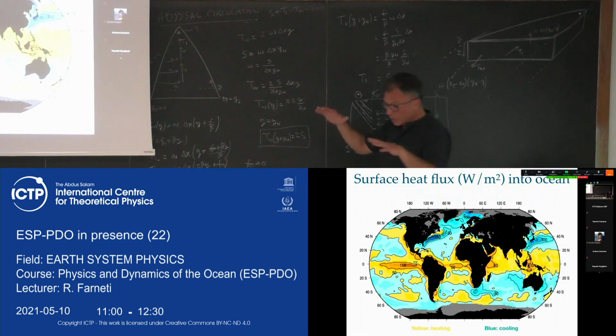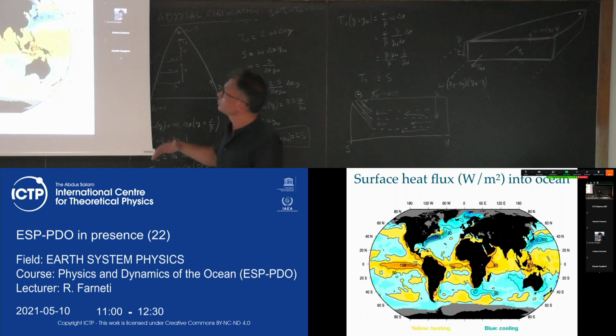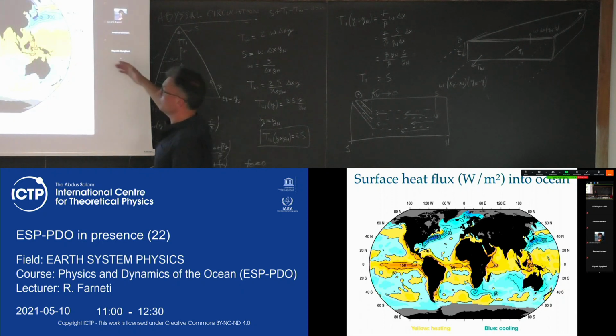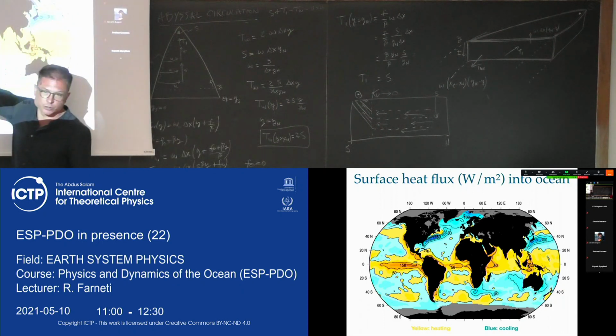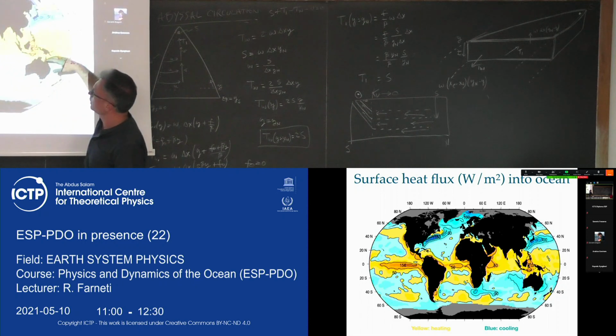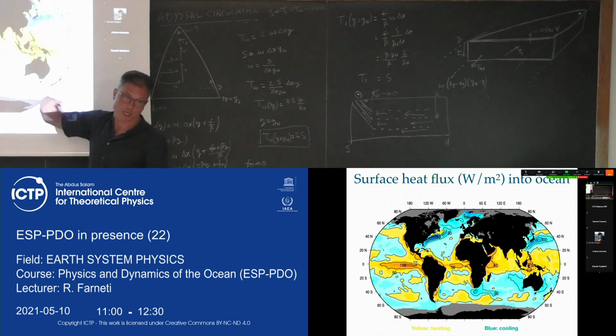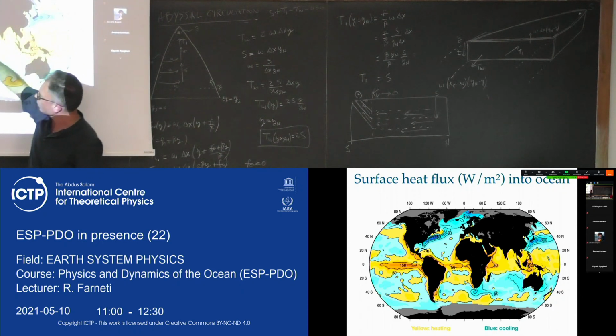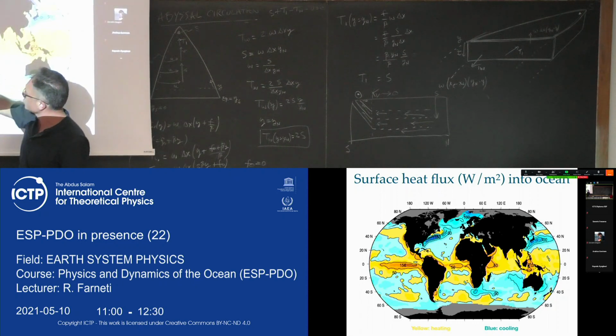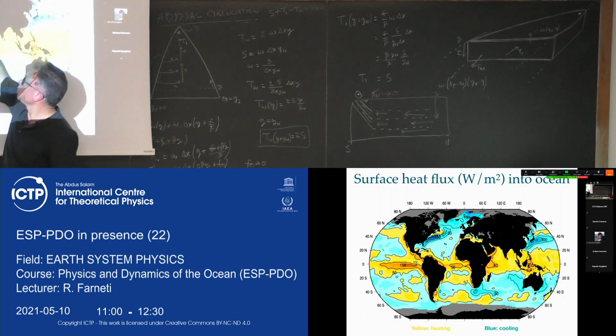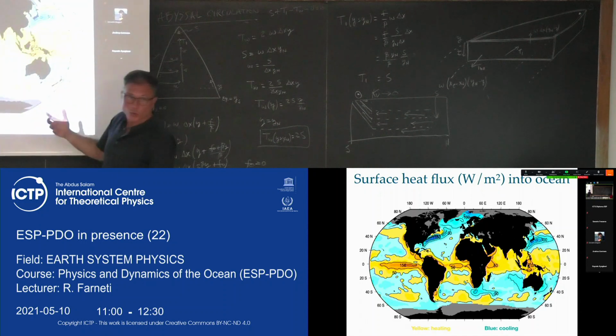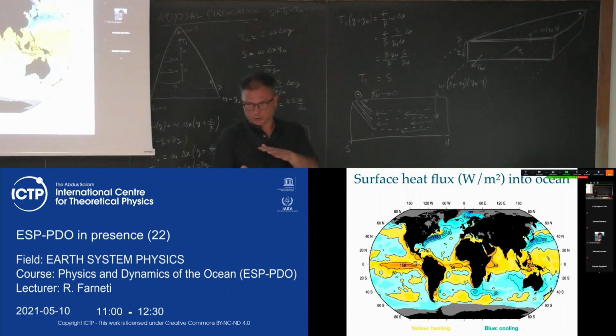Okay? Where is that heat going into the ocean? You might have seen this surface heat flux map before. Most of the heat is going into the ocean in the equatorial regions, of course, because of insolation. Okay? And so red to yellow means heat into the ocean, and blue means heat out of the ocean. So there's a lot of heat entering the ocean in the equatorial regions and heat going out of the ocean in the polar regions, where the ocean is relatively colder.